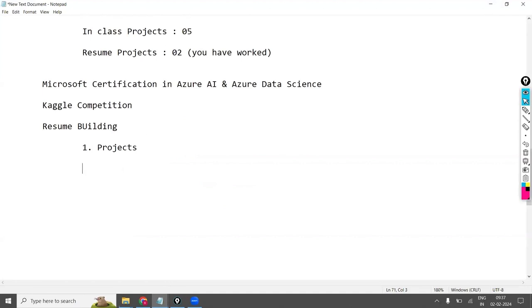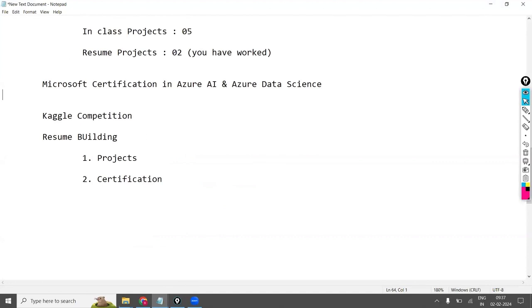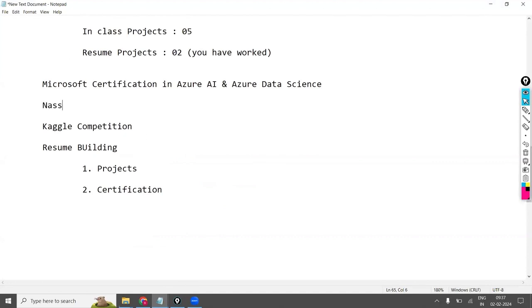In the resume, the second one is what certifications you have done. Microsoft and NASSCOM. So you are going to do the Microsoft certification, and at the same time, the NASSCOM certification also. In data science. I am saying everything related to data science only, not Python or SQL or something. Pure data science. Once this is completed, along with that, you'll get the Naresh IT course completion certificate.